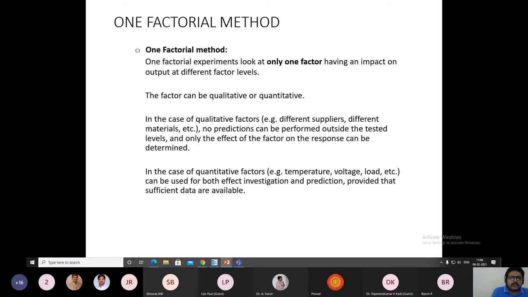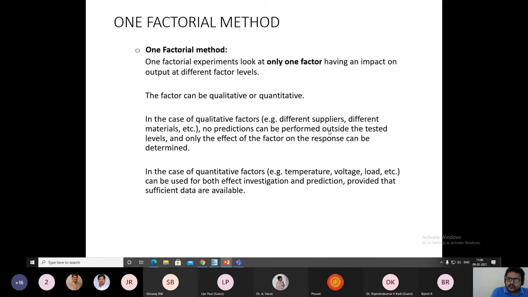So one factorial method. One factorial experiment looks at only one factor. That depends upon your experiment, your setup and the conditions, machining conditions, or the experimental conditions of your setup. Right. So a one factorial experiment looks at only one factor having an impact on output at different factor levels. The factor can be qualitative or quantitative, but there is some difference. In case of qualitative factors, say different suppliers you identify, and the different materials you get from different suppliers, etc. You cannot predict the qualitative factors, right?